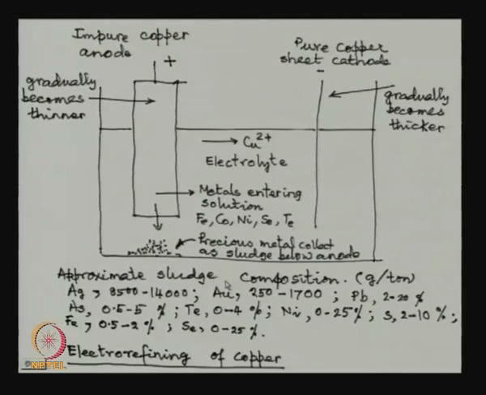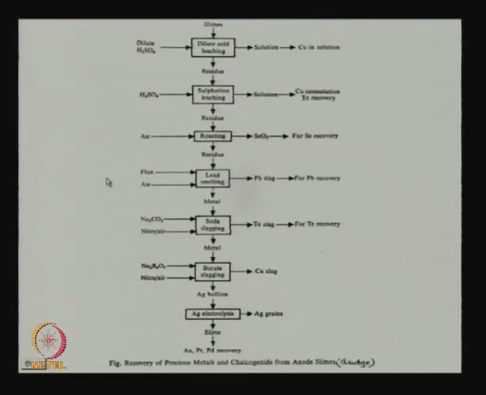The sludge that comes has this approximate composition. This is grams per ton: silver, gold, lead, arsenic, tellurium, nickel, etc. Depending on the amount of sludge, a considerable amount of these precious metals is collected, and their price can actually account for the cost of electro-refining and many other things.